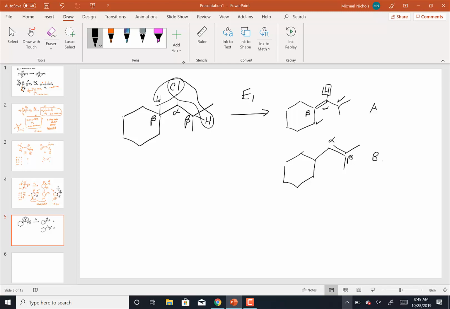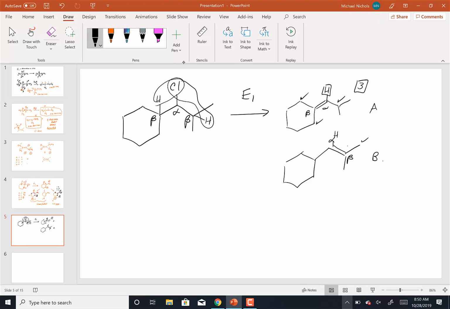Okay, so that's E1. E1 is a little more straightforward than some of the other ones, but the critical part is being able to write the products and then being able to do that.